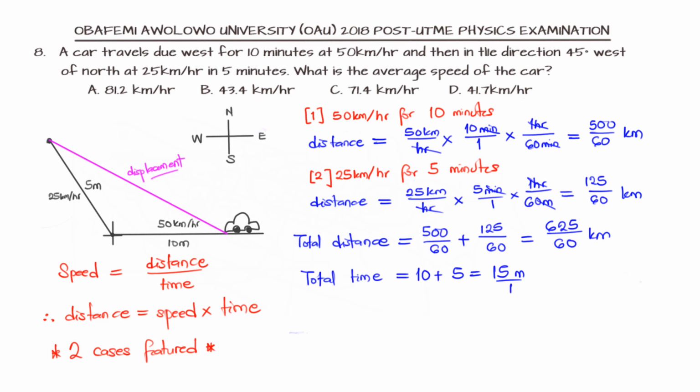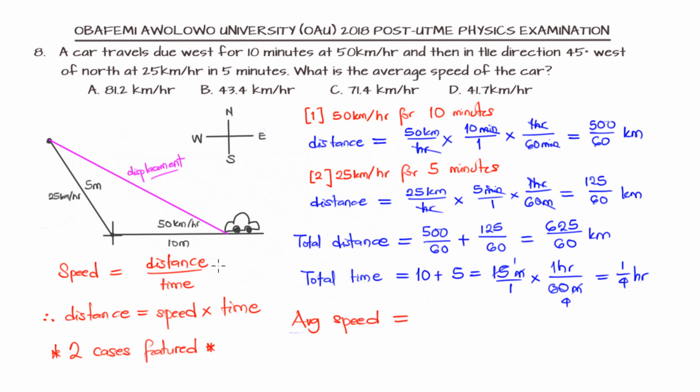So now, 15 minutes, our answer was given in hours. So we need to convert minutes to hours, and that will be 15 multiplied by 1 over 60 minutes. So the minutes will cancel out. So we have this to be 1 over 4. Actually, 15 minutes is 1/4 of an hour. Okay. So we can now say that from here, we can find the average speed.